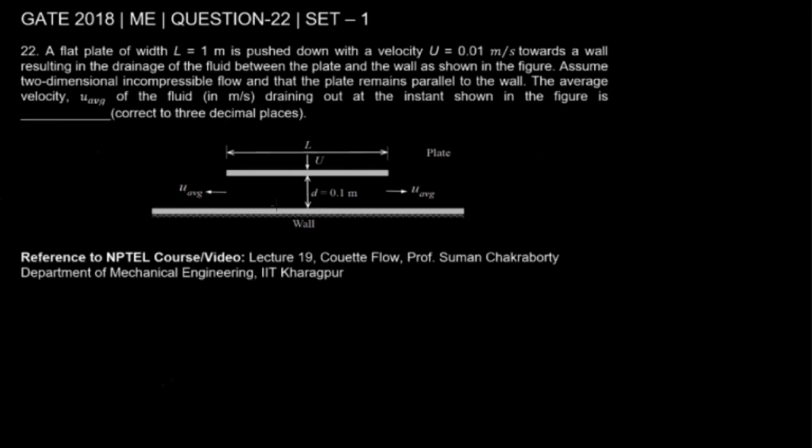So the diagram of the problem is given here. We can see here, the bottom one is the wall and the top one is the flat plate. The flat plate is at a distance of 0.1 meter as shown here. Now let's draw the isometric view here.